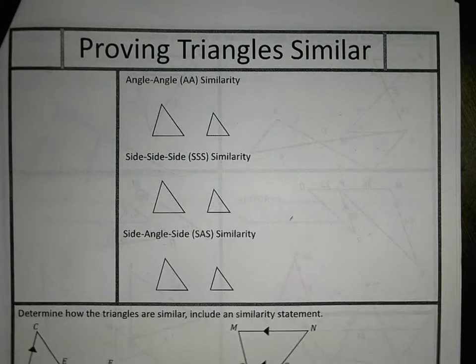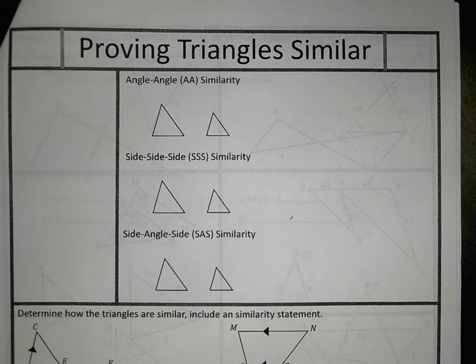All right, moving on to proving triangles similar. This is 6.2. If you remember back when we were proving congruent triangles, we had, I believe, 5. We had side, side, side, side, angle, side, angle, hypotenuse, leg, and angle, angle, side. We had 5 ways to prove triangles were congruent. Well, for similar triangles, we have 3 ways.